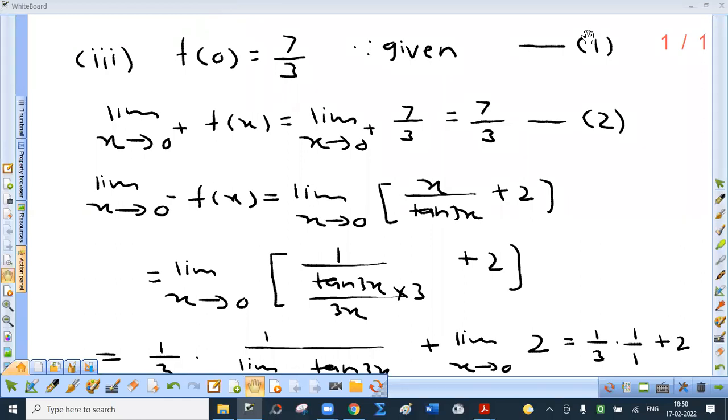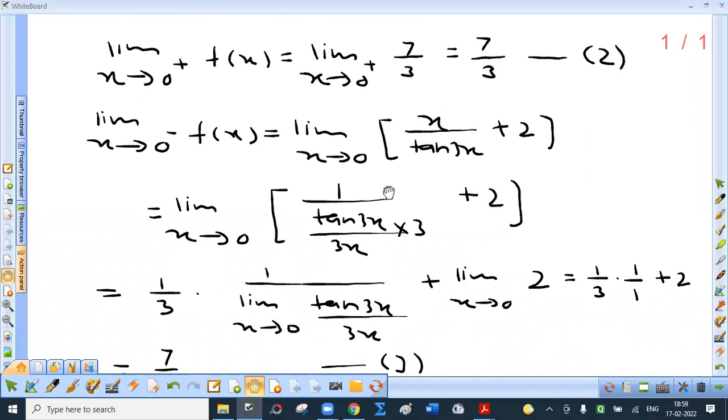Now, third sum, what is f of x? It is x upon tan 3x plus 2 for x less than 0 and is 7 by 3 for x greater than or equal to 0. And we have to discuss continuity at which point? At x equal to 0. So f of 0 is given to be 7 by 3, number 1. For the right hand limit, we have to use 7 by 3 only because it is for greater than or equal to 0. What is the left hand limit? For that, which function? x upon tan 3x plus 2.